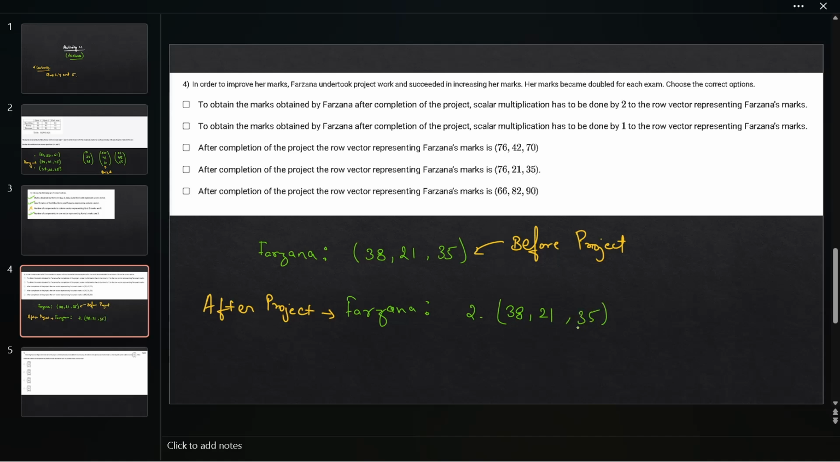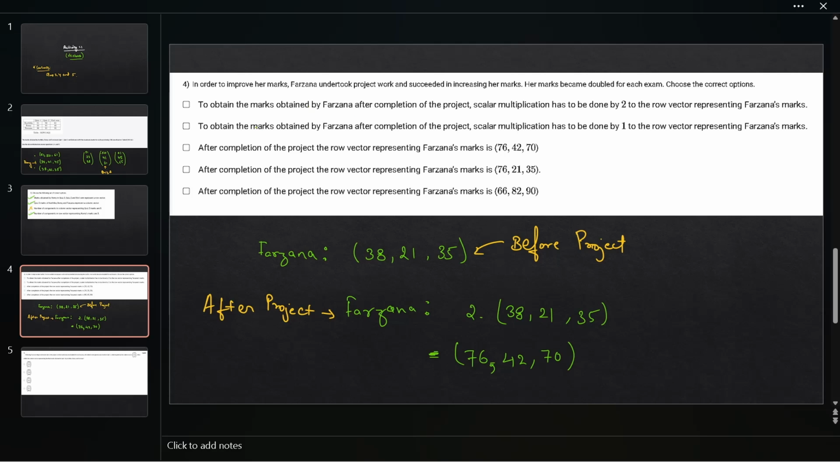This row vector represents the marks of Farzana in quiz 1, quiz 2, and answer. So when we do the scalar multiplication, the product would be 38 times 2, which is 76, comma 42, comma 70. So let's analyze the options now.